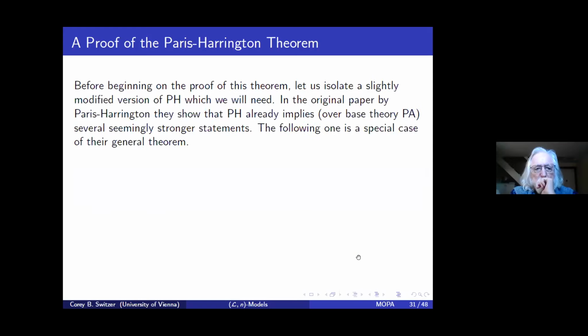Okay. So before beginning on this proof, let me just isolate a slightly modified version of PH, which is what I'm actually going to use in my proof. This slightly modified version follows from a more general statement, which is also equivalent to PH, that was shown by Paris and Harrington in their original paper over the base theory PA. Both their general statement and this special case that I need are ostensibly stronger than PH, but it turns out that they're equivalent over PA.